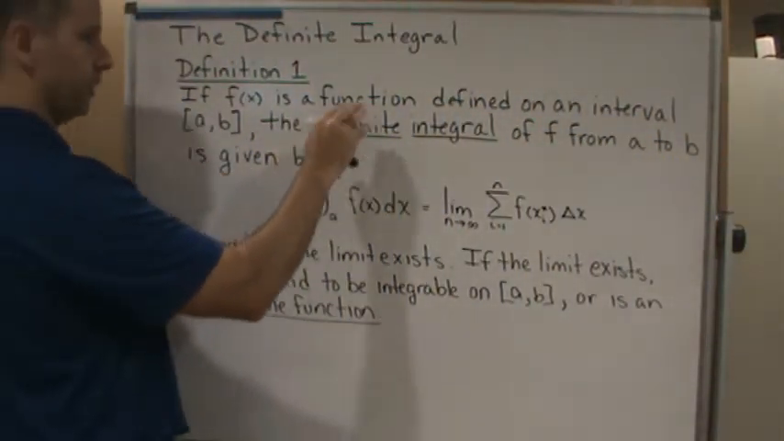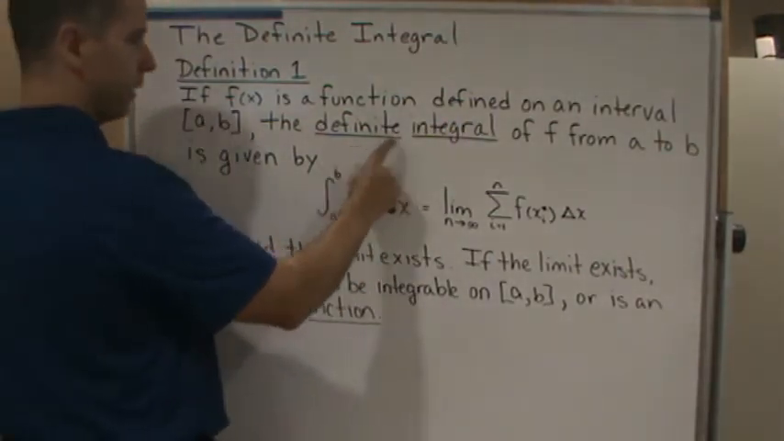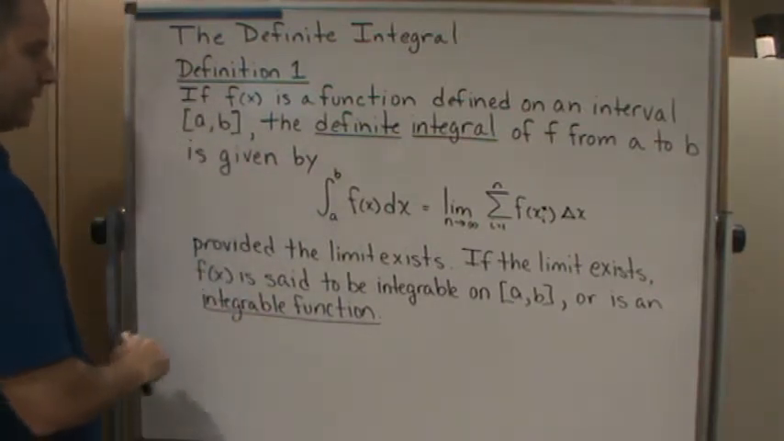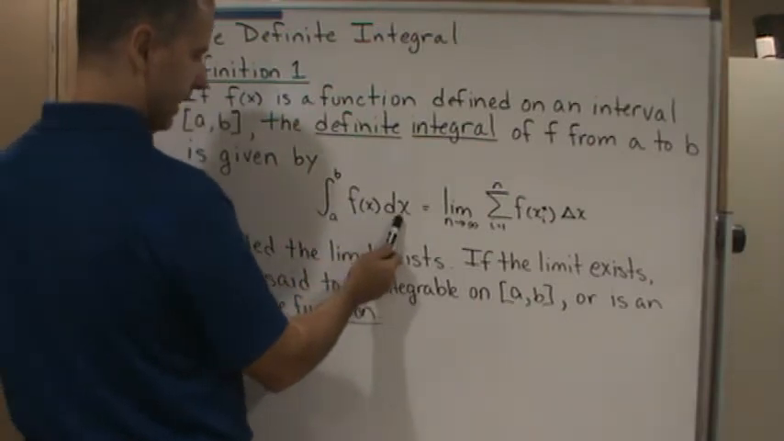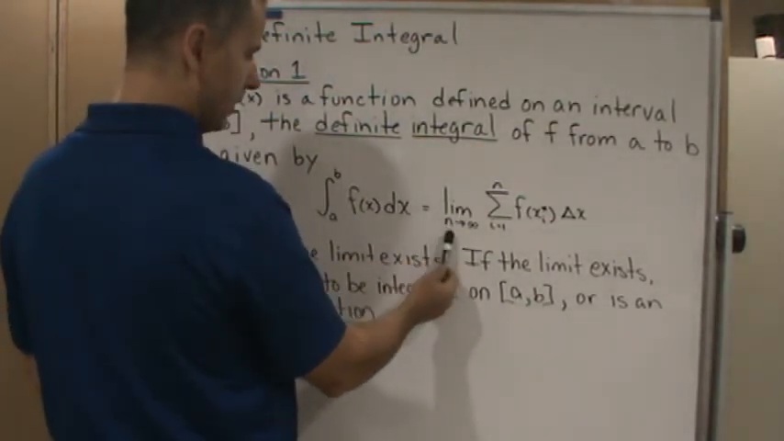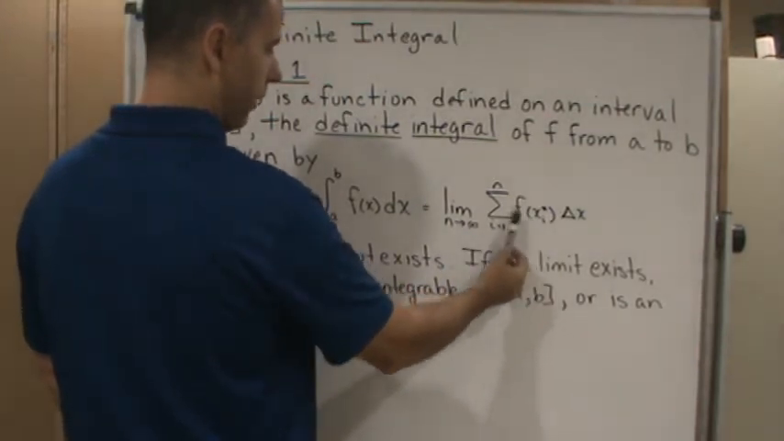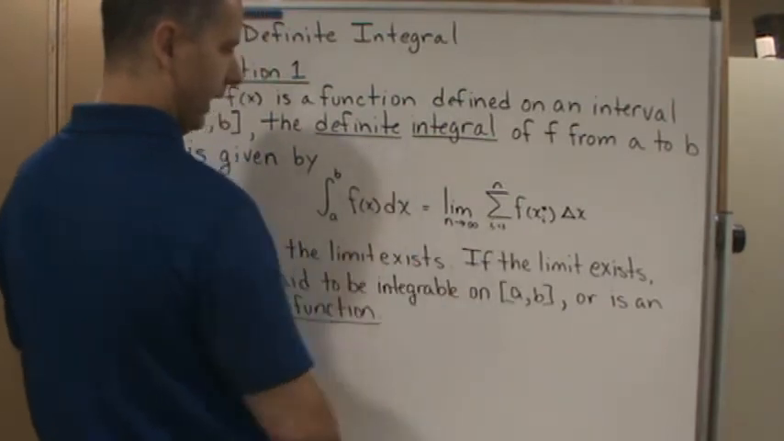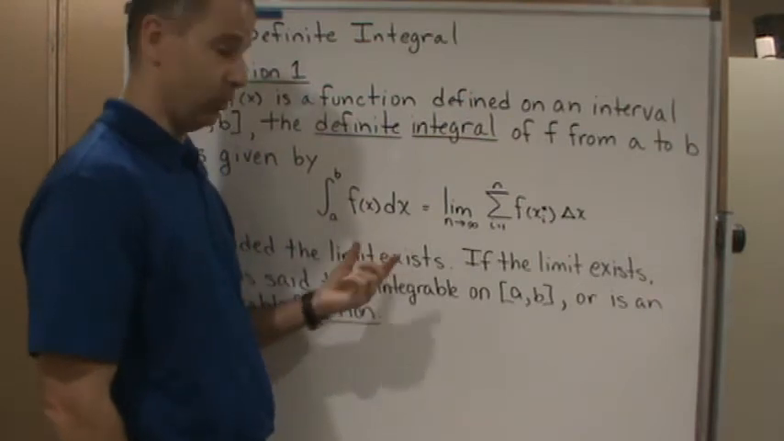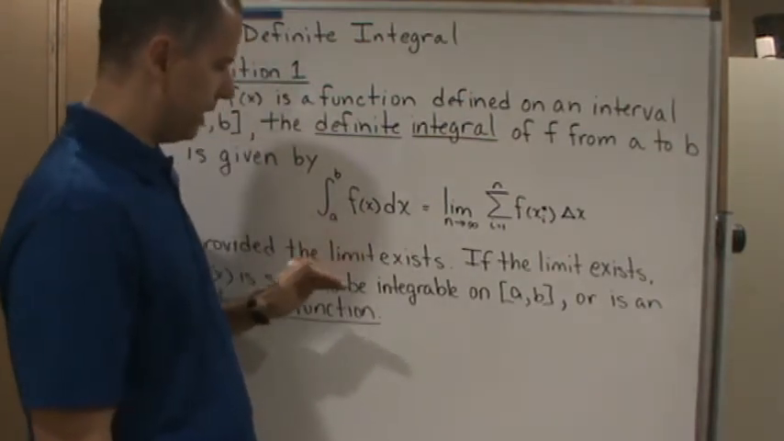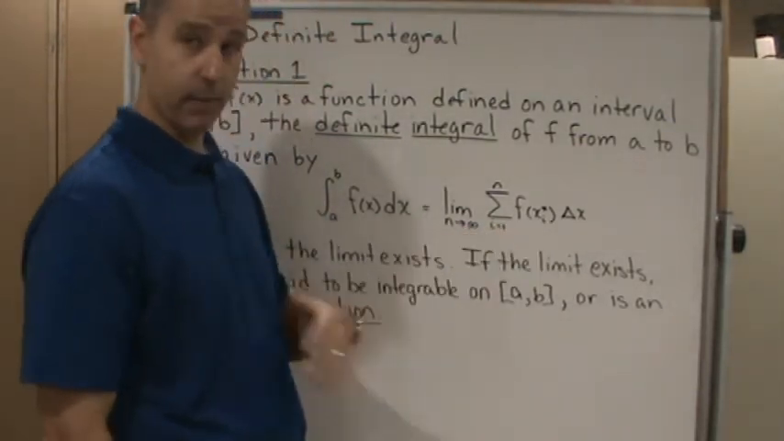If f of x is a function defined on an interval [a, b], the definite integral of f from a to b is given by the integral from a to b of f of x dx, which is equal to the limit as n approaches infinity of the Riemann sum of the function from i equals 1 to n. Now notice here, this should be familiar, right? The integral. Okay, so we're defining the definite integral as the limit of the Riemann sums that we've been talking about.